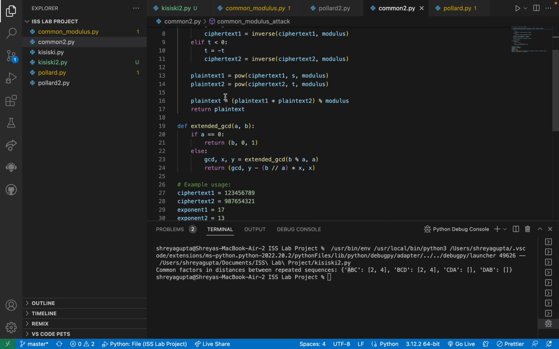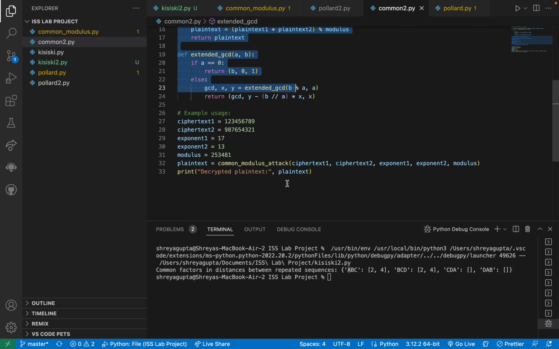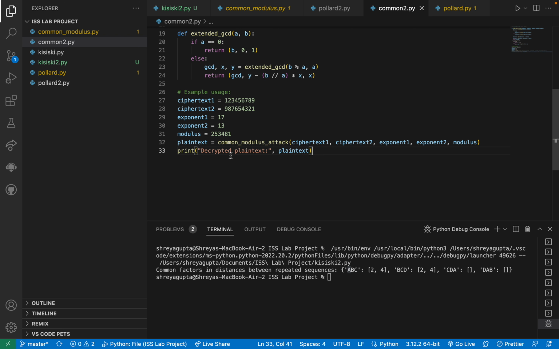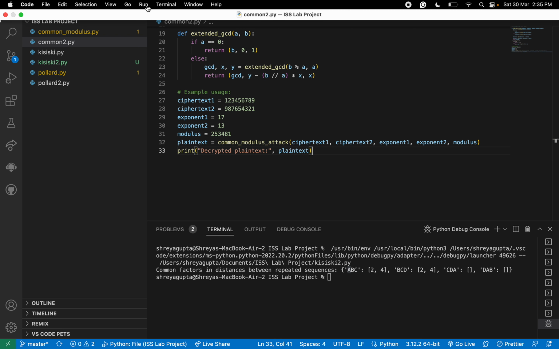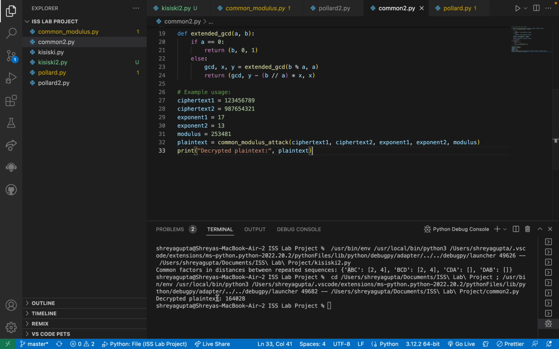So here is the whole algorithm. Here was a plaintext, and then we will see how it's been decrypted. Finally, it demonstrates the attack by decrypting two ciphertexts using their respective exponents and modulus. Now let us run this code. Run without debugging. Yes, we got the favorable output.